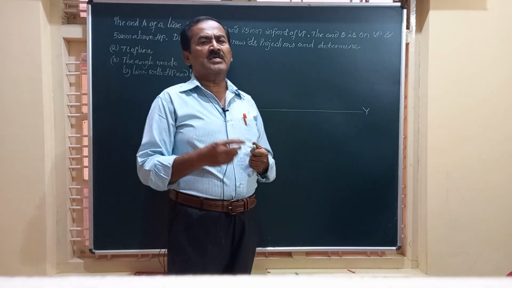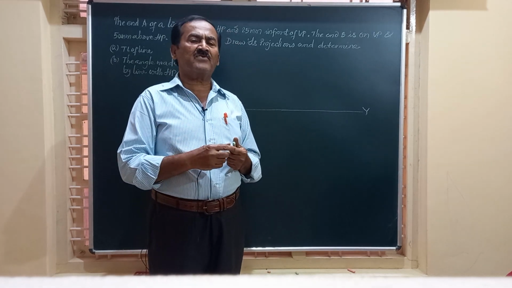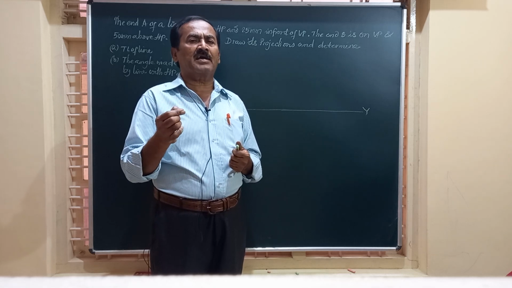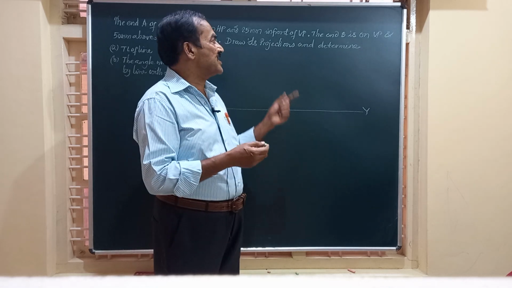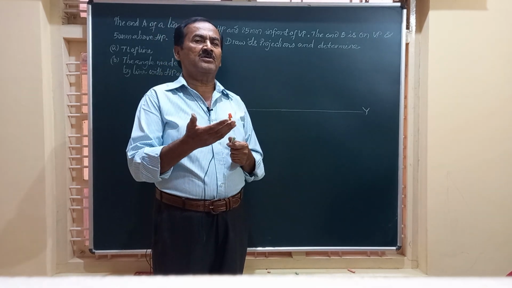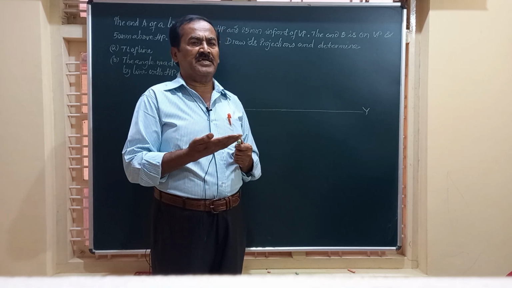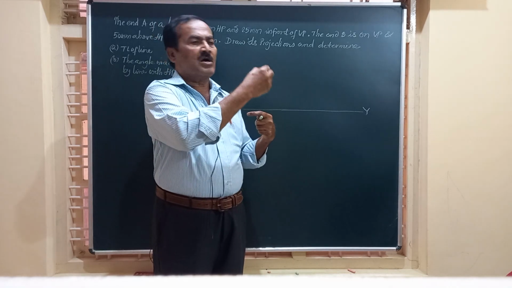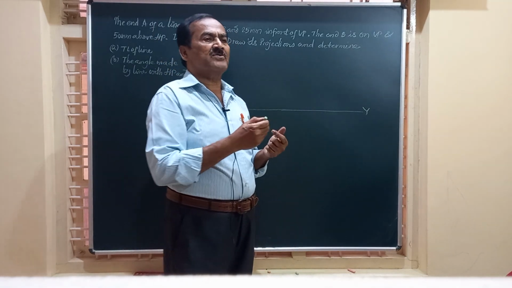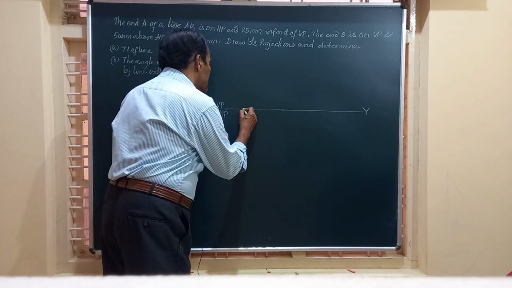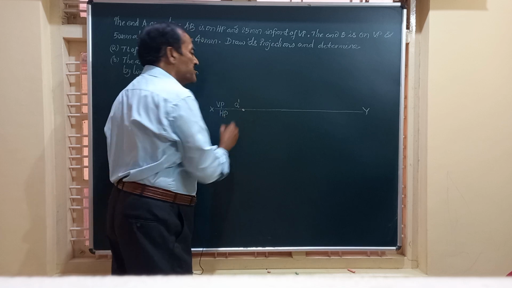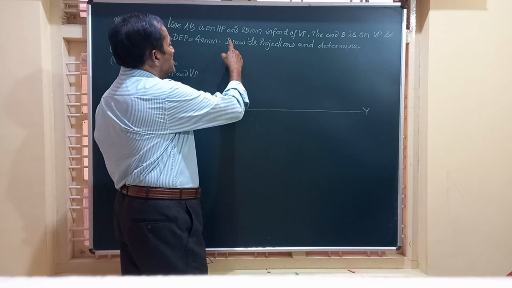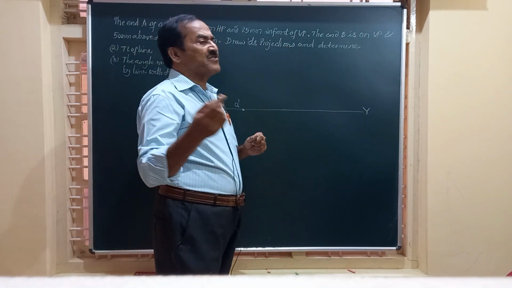First of all, friends, in any problems on this projection of lines, you will be given the position of one of the endpoints, either A or B. Here, if you read the problem, you see that the end A is on HP. So, in the projection of points, we have studied that whenever a point is on HP, its front view is seen on XY, the line of intersection of VP and HP. So, I am going to mark here on XY a point A dash, which represents the front view of the end A, and it is at a distance of 25 mm in front of VP.